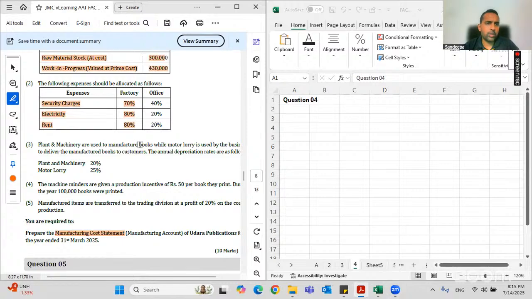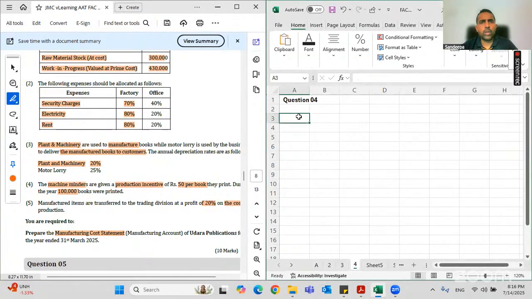Plant and machinery are used to manufacture the books, while the motor lorry is used by the business to deliver manufactured books to customers. Delivering manufactured books to customers is not part of the manufacturing, that's distribution. So for the manufacturing account, it's only plant and machinery. Motor lorry is taken as a distribution cost. Machine minder is given a production incentive of 50 per book. During the year, 100,000 books were printed. Manufactured items are transferred to the trading division with a profit of 20% on cost.